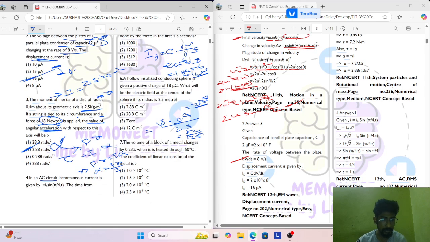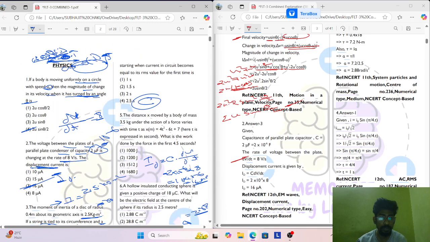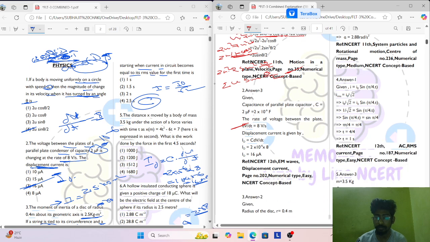In an AC circuit, instantaneous current is given by I equals I naught sine of pi by 4 into t. You know this is omega, so omega will be equal to pi by 4, right? Sine omega t. Starting from zero, find the time when the current in the circuit becomes equal to its RMS value. What is the value of RMS? I equals I naught by root 2. That is the RMS value, right?